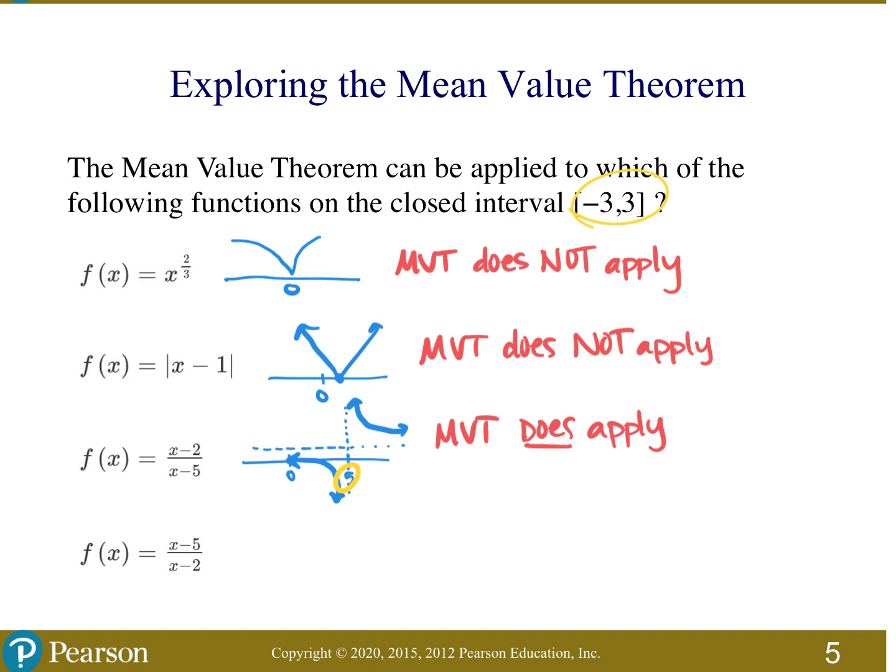The next hyperbola has its asymptote at the number 2. And so because it has its asymptote at the number 2, then the MVT is not going to apply because the asymptote is within the interval -3 to 3. So we've got the MVT does not apply because the discontinuity is happening within the interval -3 to 3.